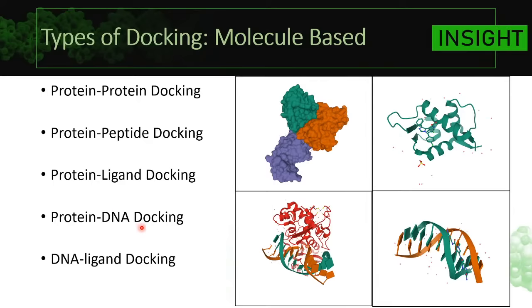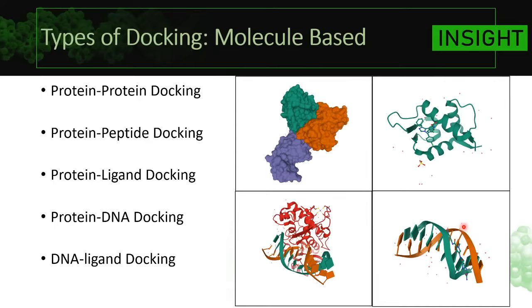We also have protein-DNA docking and DNA-ligand docking. Protein-DNA docking is used to understand the interactions between the protein and the DNA molecule, for which we need the structure of the DNA as well. In DNA-ligand docking, we can study the interactions between the DNA and small molecular compounds, and where and how they interact. Here, as you can see in the diagram, we have two proteins bound to each other. Here we have the protein and ligand. Here we have the protein and DNA molecule and their interactions. And here we have the DNA molecule and a small molecule compound attached to it.